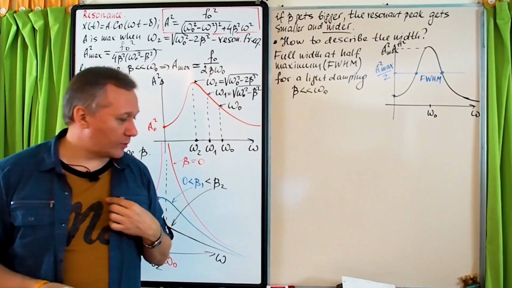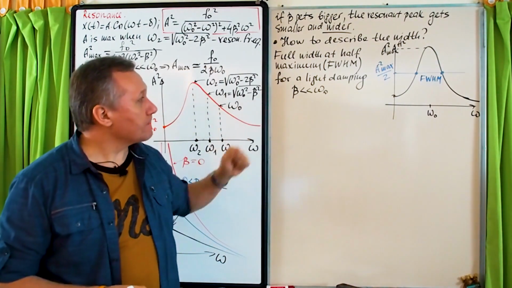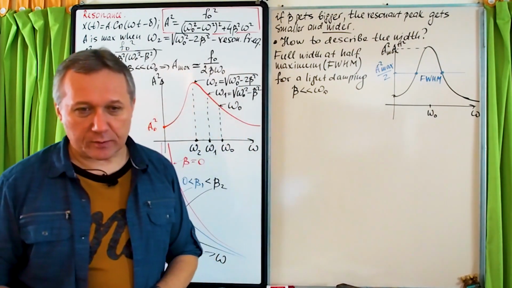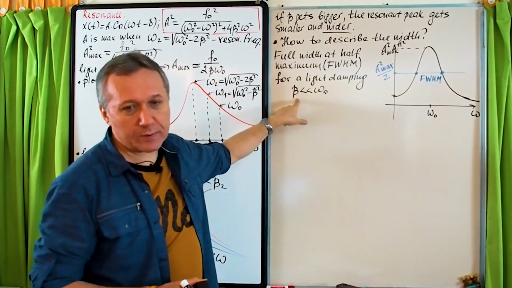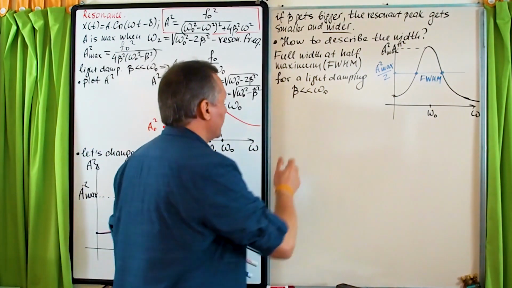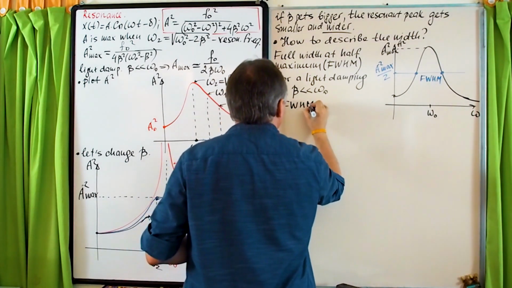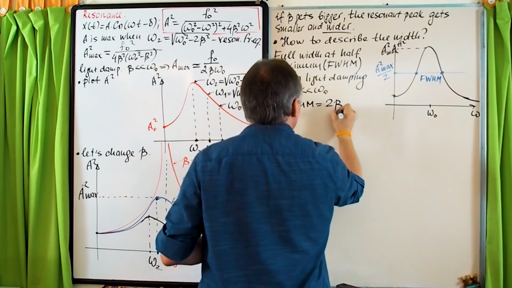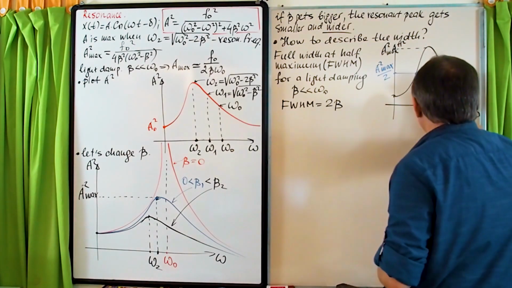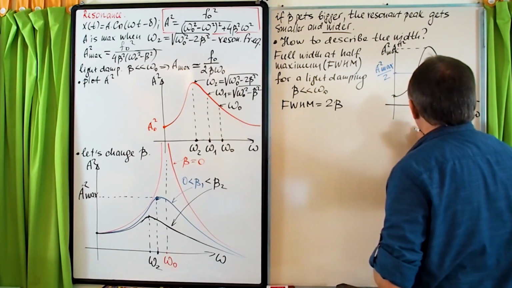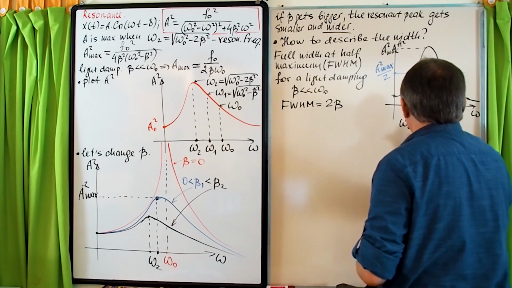There's a problem. I used to solve that problem, and then a couple of years ago, I stopped solving it. It can be shown that in the case of light damping, the full width at half maximum equals 2 times beta. So basically, in the case of light damping, this is basically the resonant frequency. This point is, let me show it like this, omega naught minus beta.